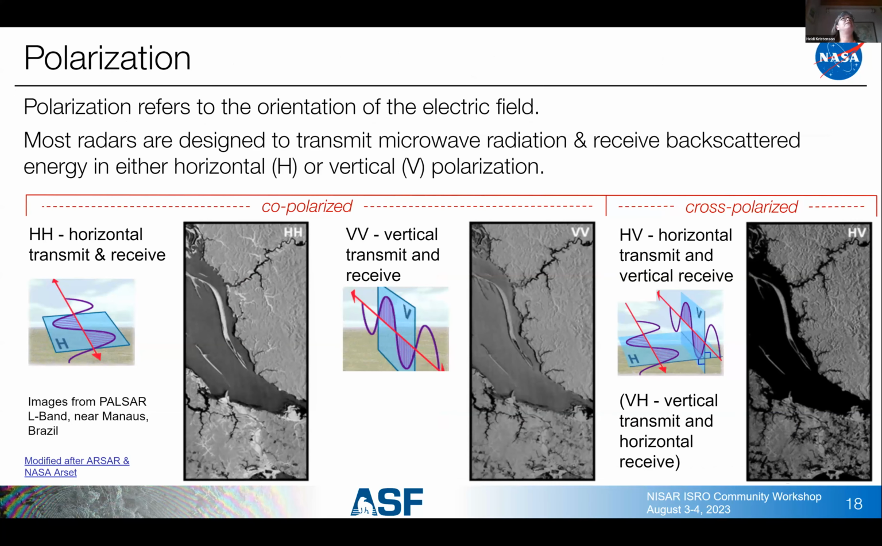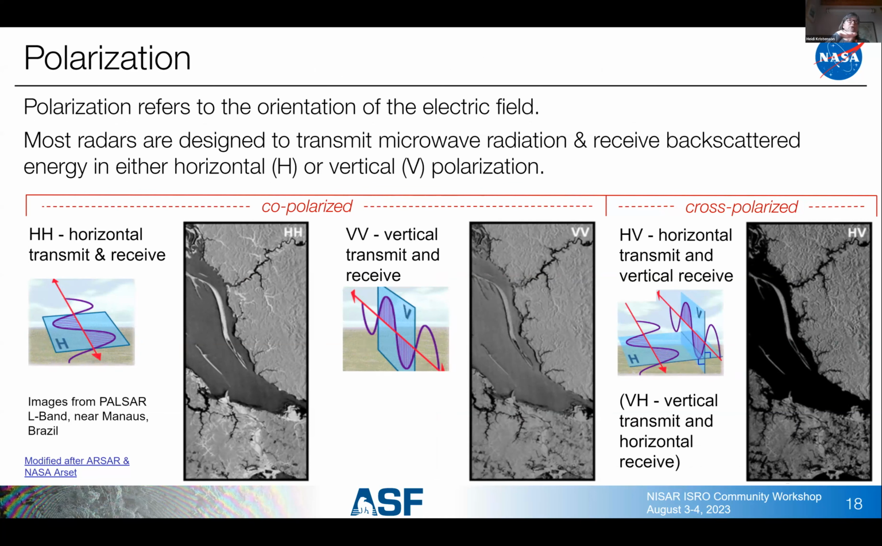SAR sensors can be configured to collect data using different polarizations, and the polarization refers to the orientation of the electric field of the signal. So most radars are designed to transmit and receive in either vertical or horizontal polarization. So polarization is usually indicated by two letters. The first is the transmit polarization, and the second is the receive polarization.